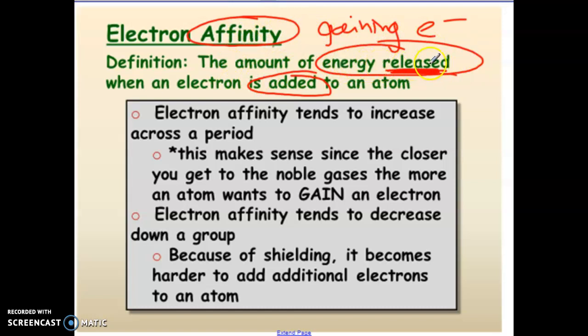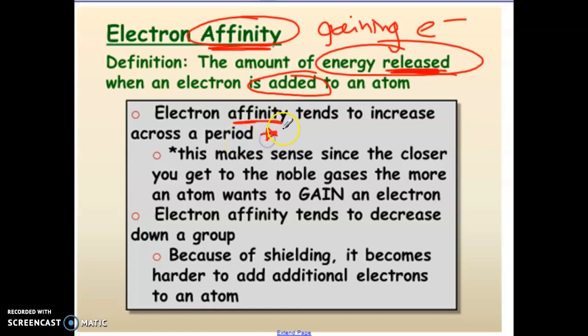When an electron is gained into an atom, there is an amount of energy that is released when that happens. The higher the energy release, the more that atom wanted or needed to gain that electron. Think of affinity as meaning an attraction or a want. So the higher the energy release, the higher the electron affinity for that electron, and vice versa. If the energy released is low, that means the affinity for that extra electron was also low. So electron affinity tends to increase going across the periodic table.